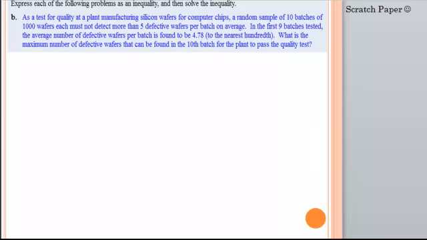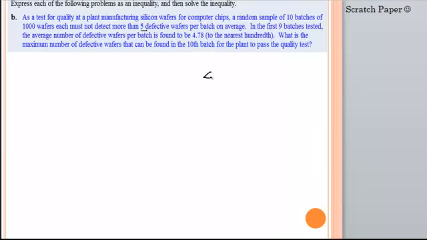A test for quality at a plant manufacturing silicon wafers for computer chips: a random sample of 10 batches of 1,000 wafers each must not detect more than 5 defective wafers per batch on average. Holy moly, that didn't make a lot of sense, did it? In the first 9 batches tested, the average number of defective wafers per batch is found to be 4.78. What is the maximum number of defective wafers that can be found in the 10th batch for the plant to pass the quality test? Okay, so they can't have more than 5, so it's 5 or less, right?